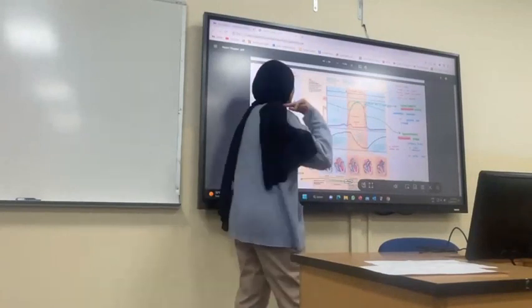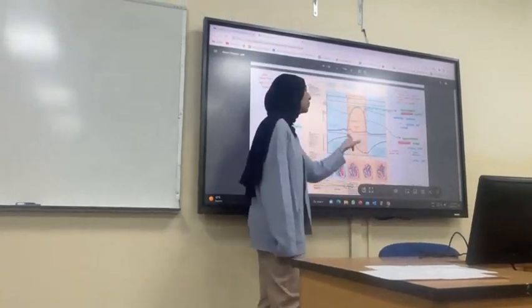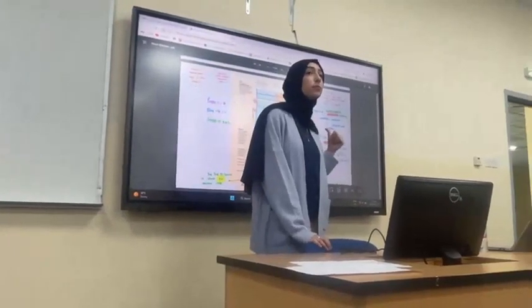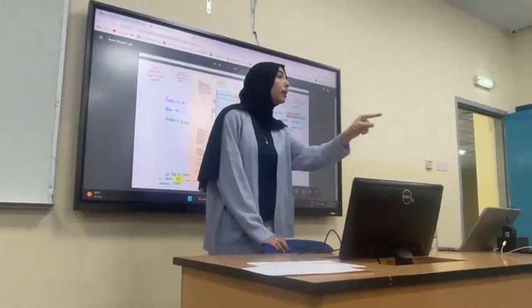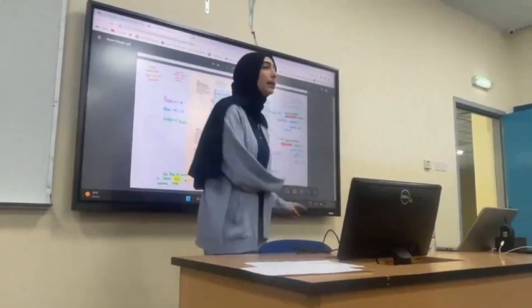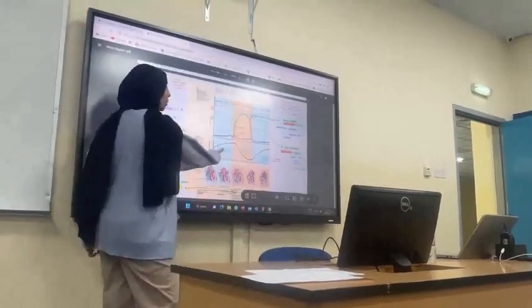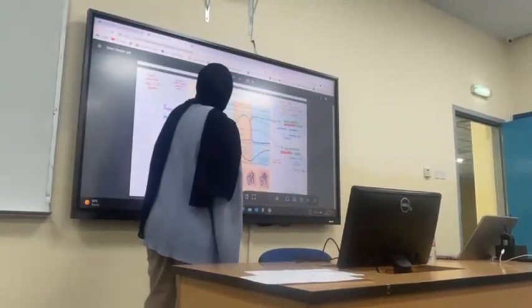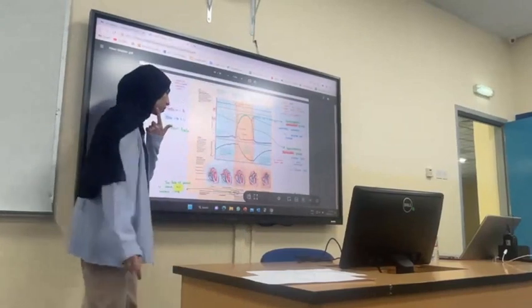Okay? Now we have the volume changes. Now this is the volume of what? Volume, exactly. Blood in the ventricles. I'm not talking about blood in the atrium. This is the volume of blood in the ventricles. And then what else? We also have blood flow and heart sound.